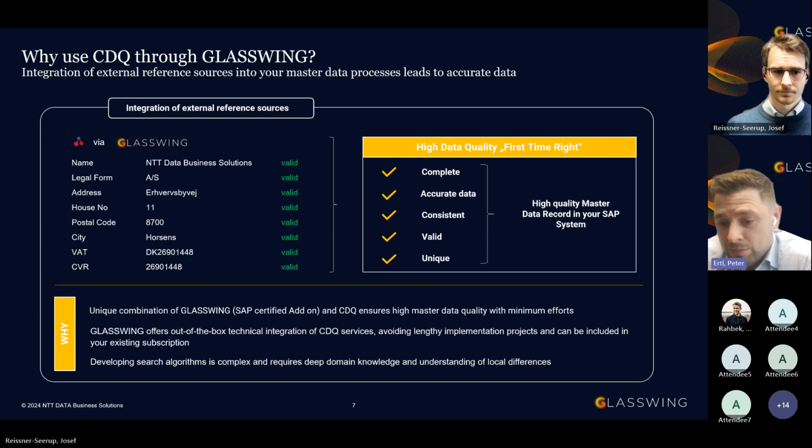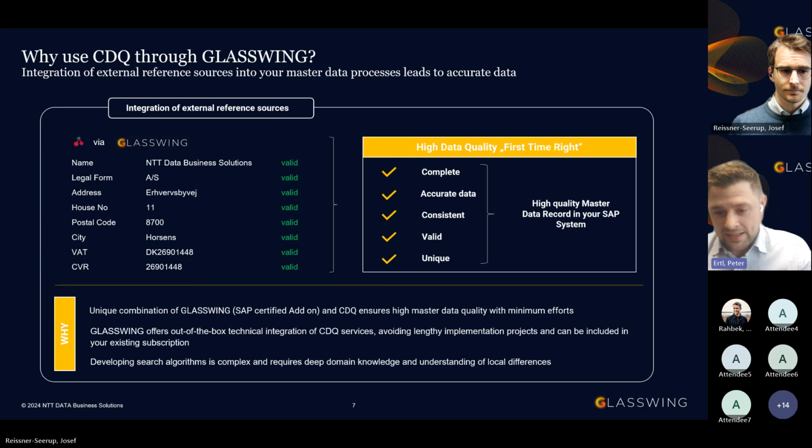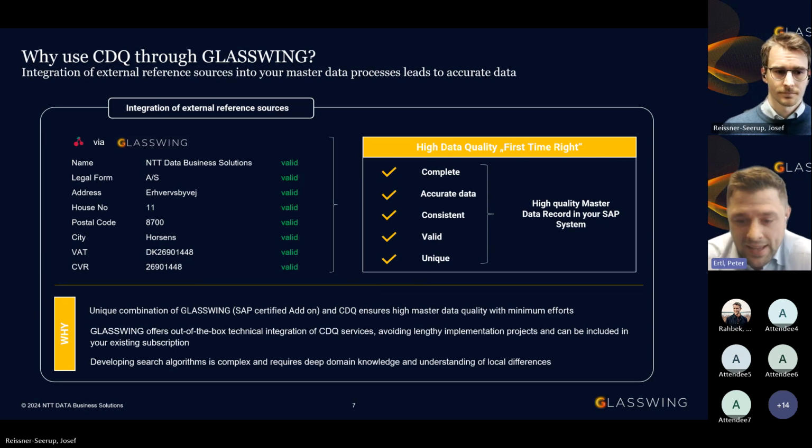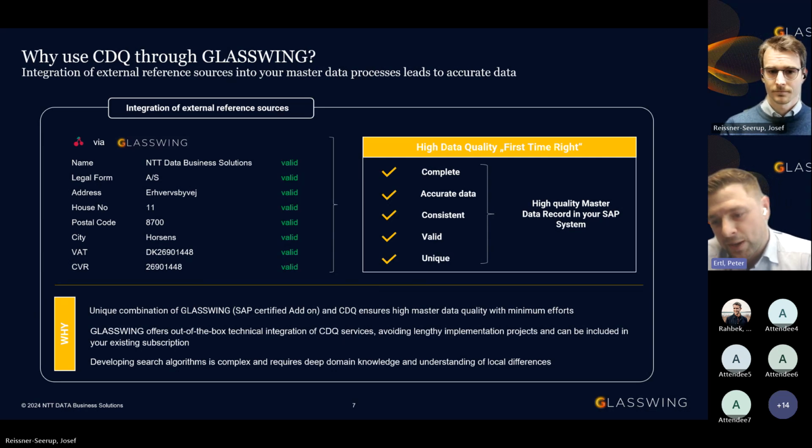GLASSWING offers this out-of-the-box technical integration to CDQ, avoiding lengthy implementation projects, because data model mapping, etc., can be quite cumbersome and error-prone, so it can delay certain projects. And typically, the development of such algorithms to search the correct business partner data against the correct legal reference source is also quite difficult, and this is already there out of the box and implementable within a couple of hours.